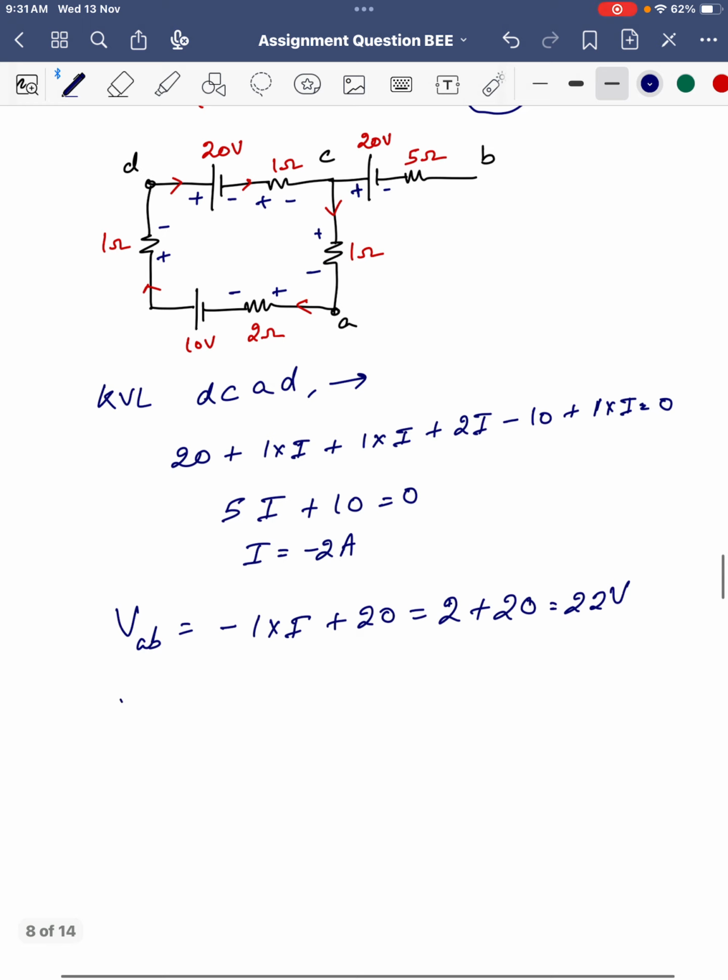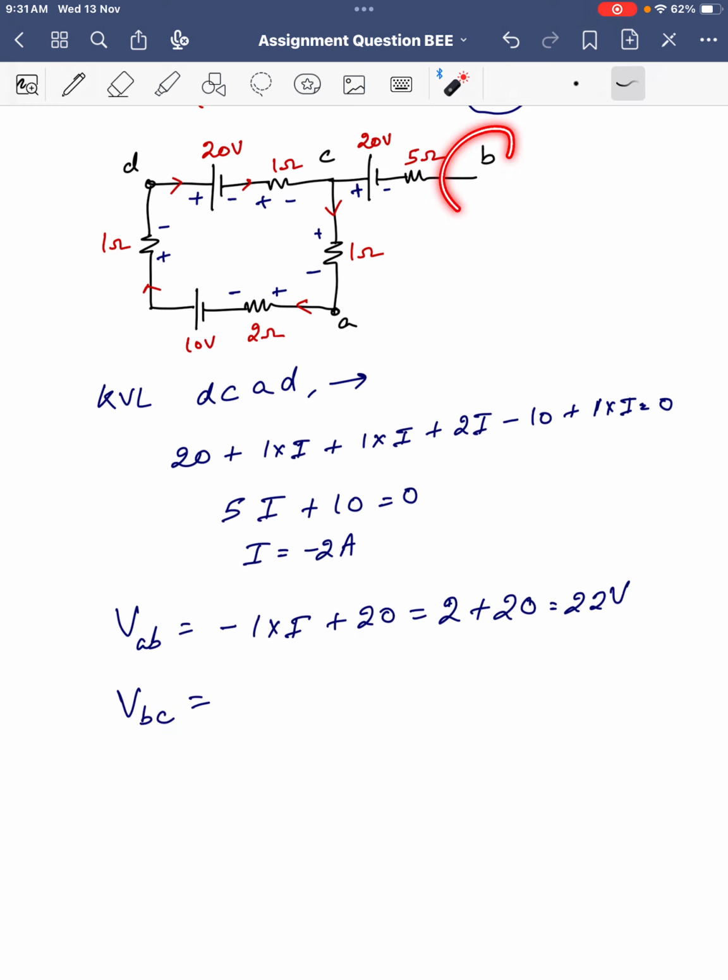Next is VBC. Where is BC? B is here, C is here. So that's very easy. So this drop is nothing. So only what we have is the minus 20 volts. So this is minus 20 volts.